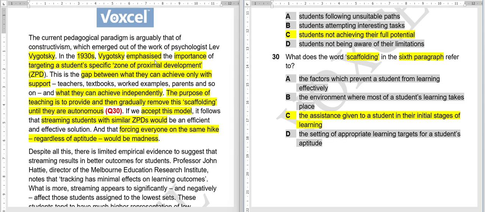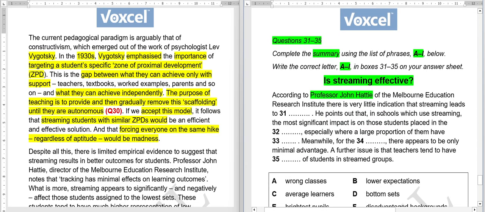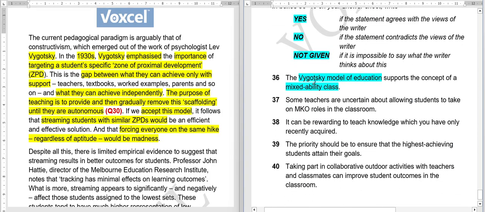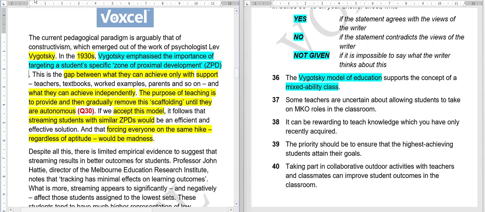Now we have read this particular word. Now, do we need to read these questions? No, because we haven't read Professor John Hattie, but we have read this word, Vygotsky. Let's see. The Vygotsky model of education supports the concept of mixed ability class. So, let me change the color. Here they're saying in 1930, Vygotsky emphasized the importance of targeting a student-specific zone of proximal development. So here they are talking about what kind of classes are best for the student. So yeah, this is our location for this particular question.